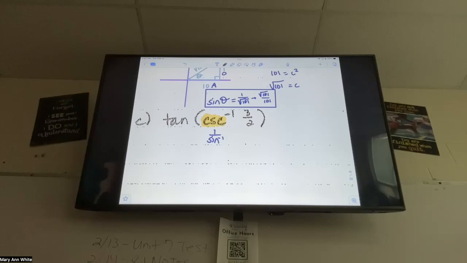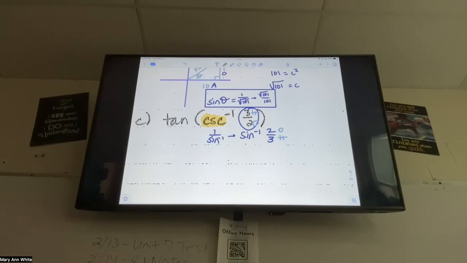However, if I flip 1 over sine to just be sine, I can flip the fraction and think of this as 2 over 3. Just like we know sine is opposite over hypotenuse and cosecant is its reciprocal, hypotenuse over opposite. I'm thinking about sine. My sine is 2 over 3. So now I can do what I was just doing. Draw my triangle, label my sides, Pythagorean theorem, and on and on.